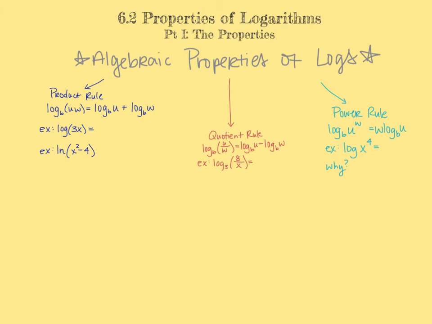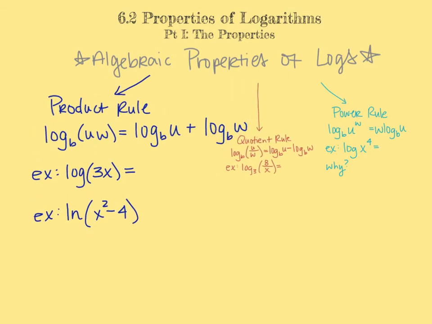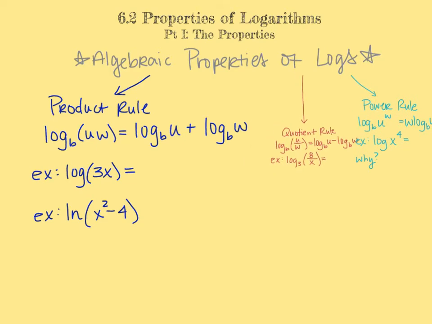Next here I made a little graphic organizer of the three main properties of logarithms. These are the algebraic properties, and these are the ones that we're going to use the most frequently. And the first one is called the product rule for logs. And the product rule says this, that log base b of u times w, so that's why it's a product rule, means that you can separate them and write it as a sum of the two factors separated.